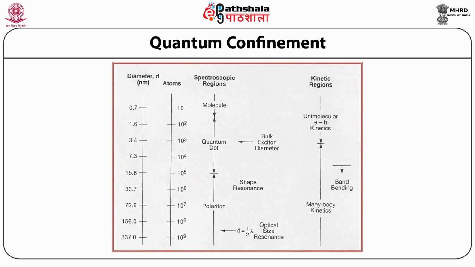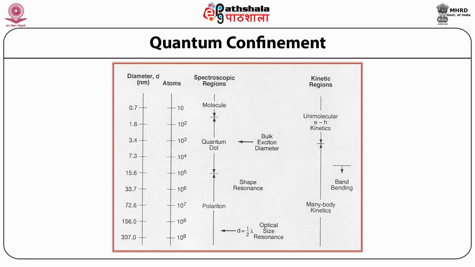So now we can summarize the quantum confinement as shown in this figure. That is, if we are increasing the diameter in the nanometer range, the number of atoms is increasing from 10 to 10 to the power 9, and the spectroscopic regions go from molecule and then to quantum dot and then to a polariton. Corresponding to the quantum dot, we have the bulk exciton diameter.